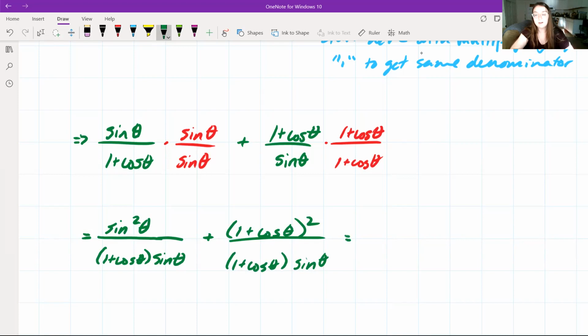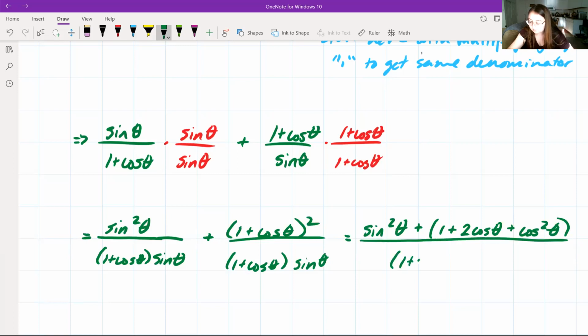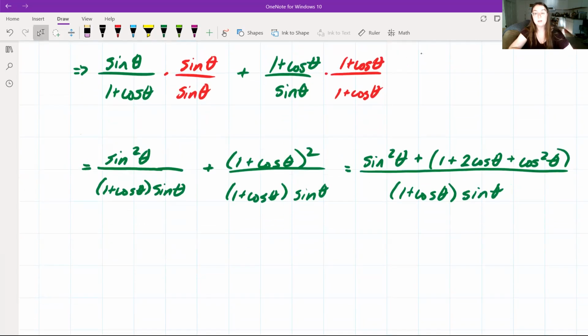So they have the same denominator, so let's combine and simplify. We have sine squared of theta plus, and now we're going to multiply out 1 plus cosine of theta squared. When we multiply these out, we'll end up getting a 1 plus 2 cosine theta plus cosine squared theta, all divided by 1 plus cosine of theta times sine of theta. So what we notice here is we have a sine squared of theta, we have a plus 1, and we have a cosine squared of theta. So we're going to rearrange our numerator to try and use that identity.